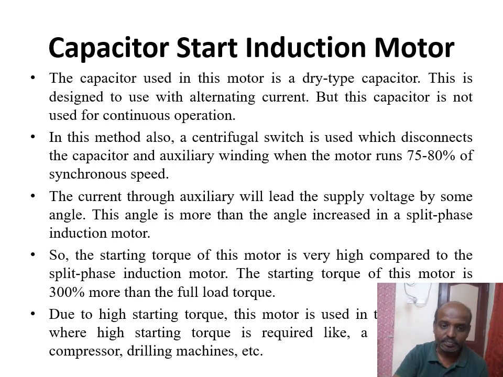So when current flows through the main winding and auxiliary winding, since we have a capacitor in this, it will give an additional amount of energy to the induction motor. So it will have more energy and produce more torque, providing a high initial torque.